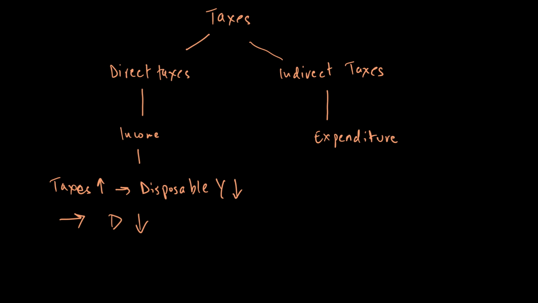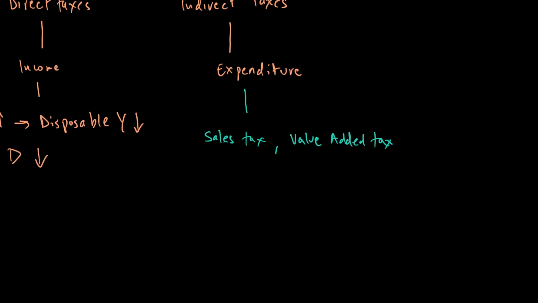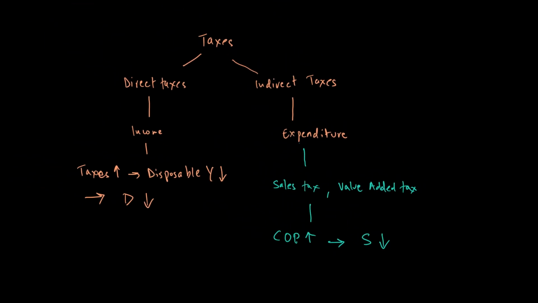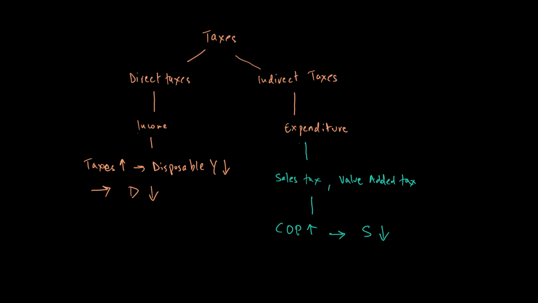Indirect taxes, on the other hand, are taxes on expenditure. These are taxes like sales tax and value added tax. As a result, these taxes will result in our supply falling because the cost of production rises. When you put an indirect tax, it makes the cost per unit go up, which will make the supply fall. So direct taxes affect our demand side, while indirect taxes affect our supply side. In the case of direct taxes, demand falls, while in the case of indirect taxes, supply falls.